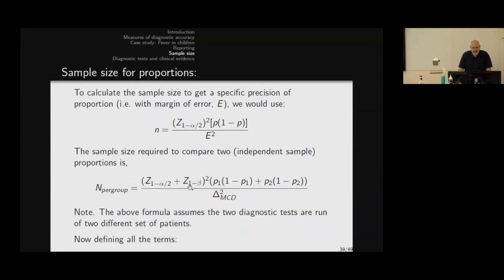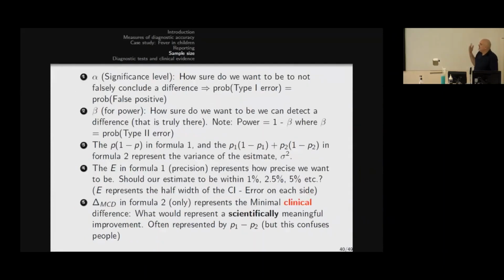Here is the second case where I want to compare two different tests. So we can see beta, power comes into it, and I'm giving you the definitions. I am assuming that you did come to my sample size lecture. I really do want to skim past this because to do it justice, I probably need to spend 10 or 15 minutes on it.